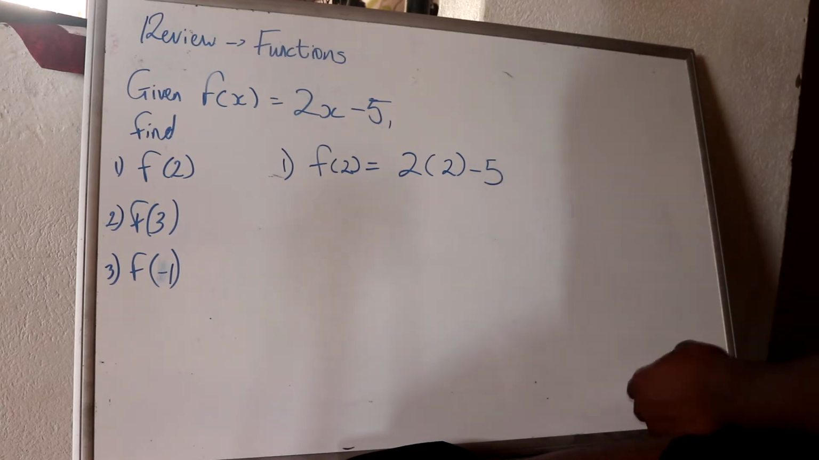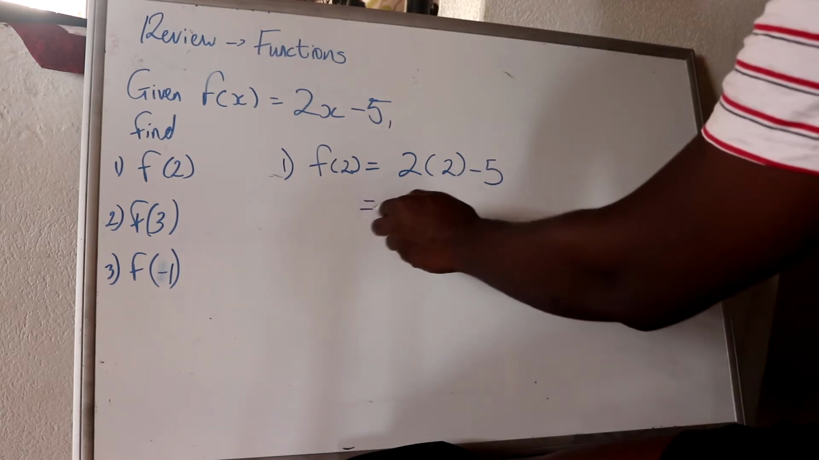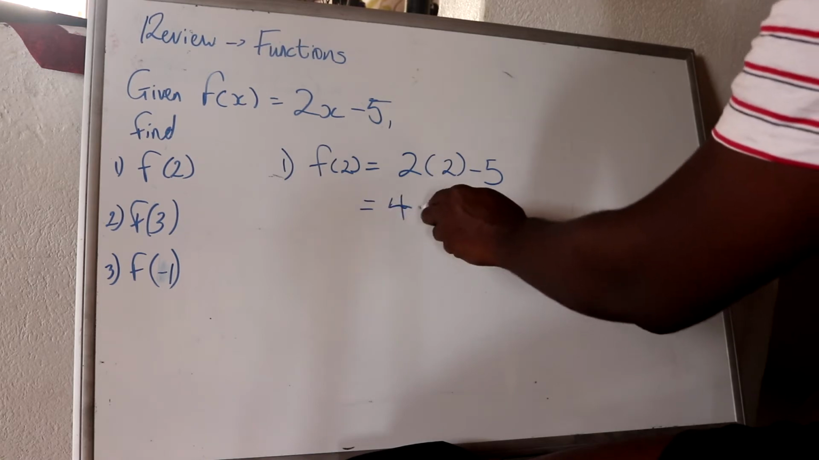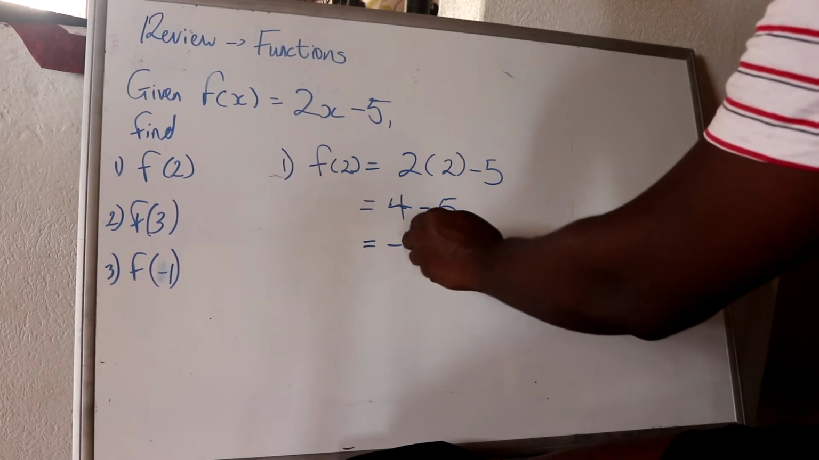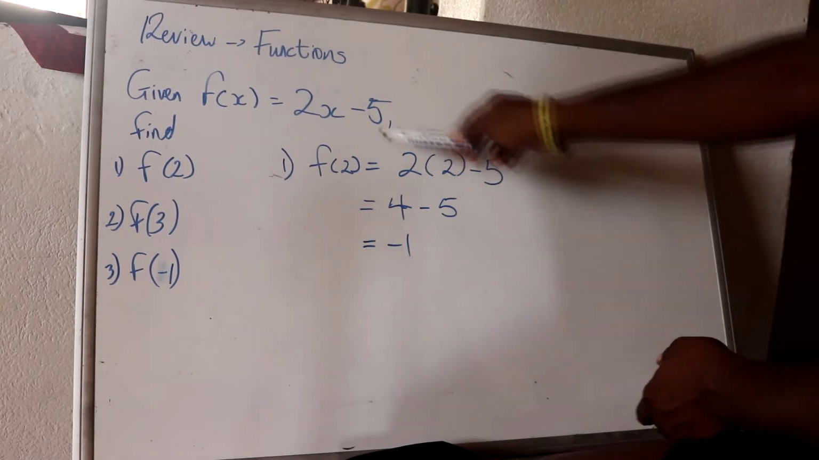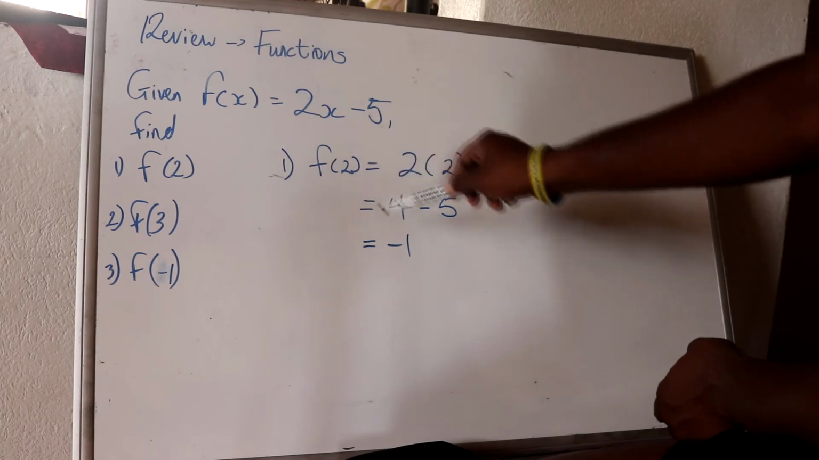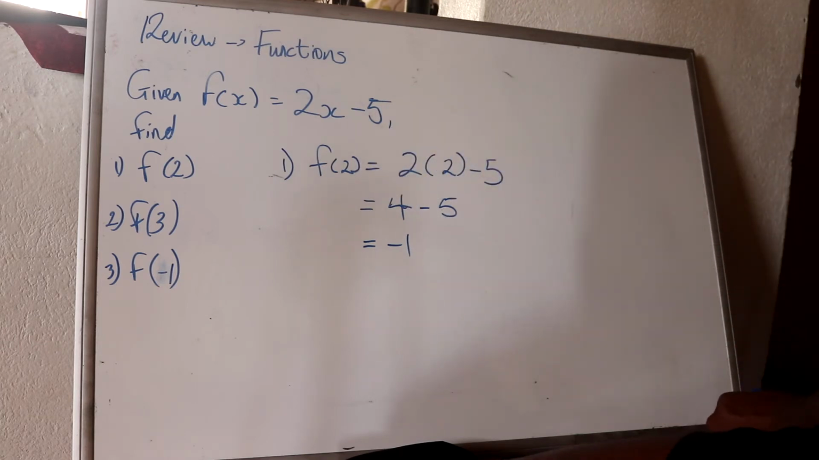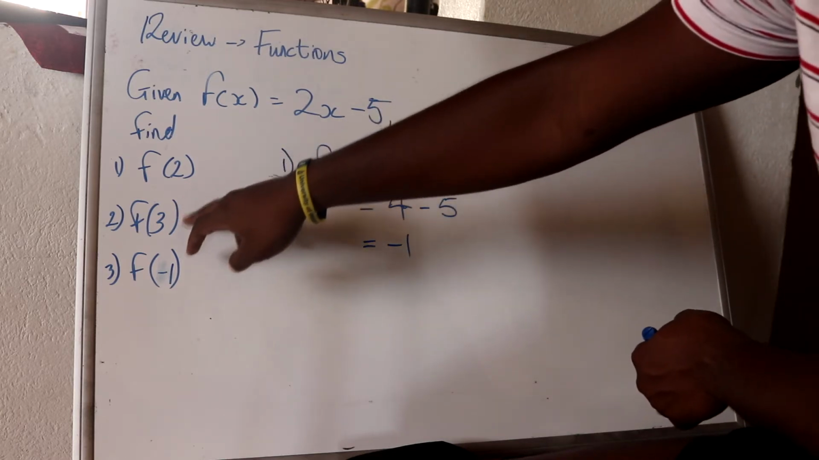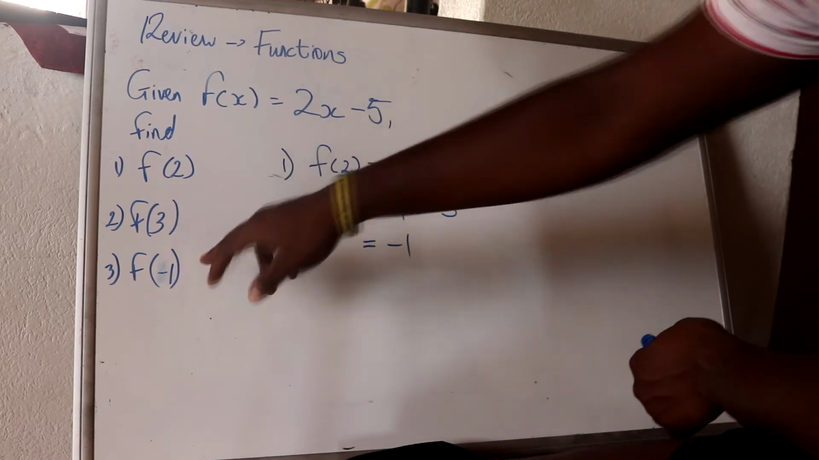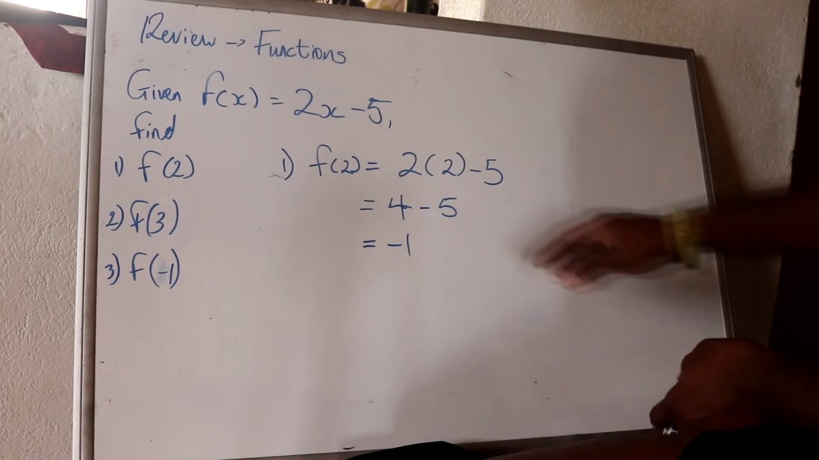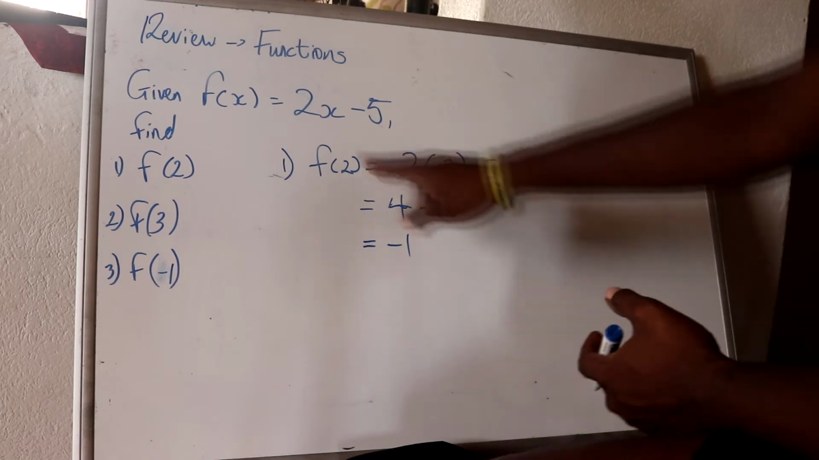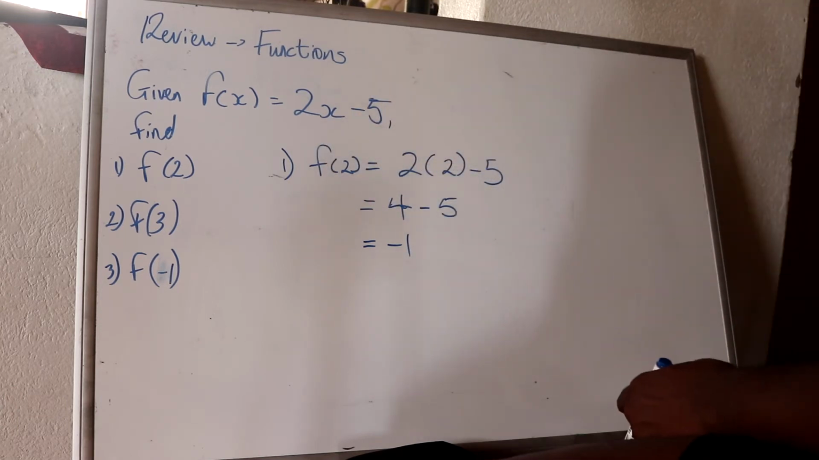So let's work this out. 2 by 2 is 4. Minus 5, and 4 minus 5 is negative 1. So when x is equal to 2, we get an answer of negative 1. You can see what's inside here, the number that represents x would be your input, and your answer would be your output. And the process is what is happening to it: it's multiplying by 2, being subtracted by 5.